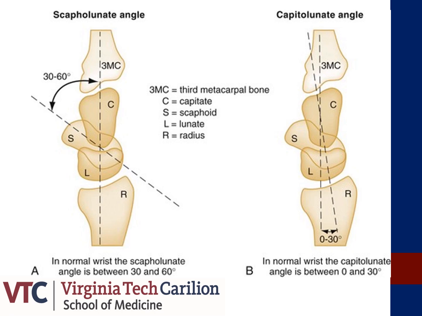This slide is a representation on how to measure the scapholunate angle and the capitolunate angle. The previously discussed scapholunate angle is determined by drawing a line down the central axis of the lunate and an additional line down the central axis of the scaphoid. The corresponding angle is your scapholunate angle. An angle greater than 70 corresponds with the DISI deformity, and an angle less than 30 corresponds with the VISI deformity. The capitolunate angle is found by drawing a line through the central axis of the lunate and a secondary line through the central axis of the capitate. A normal angle for that is between 0 and 30 degrees.